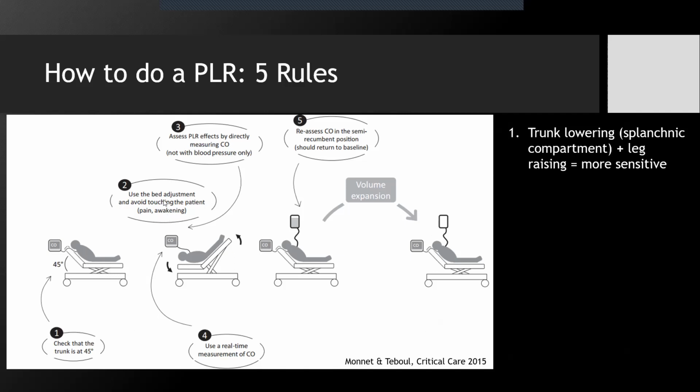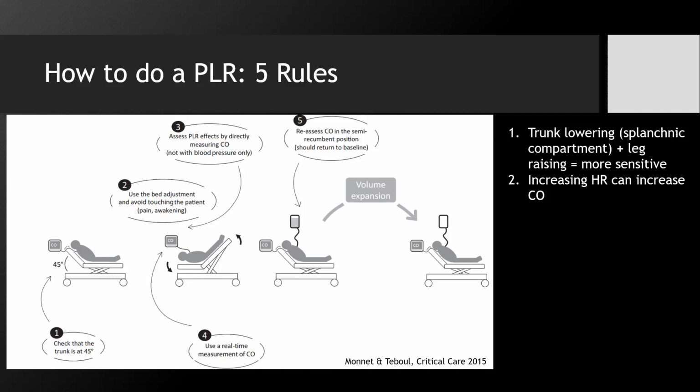Then step two is you want to use the bed adjustment and avoid touching the patient. You might have seen people grab the patient by the legs, lift their legs up and do their passive leg raise. The problem with doing that is, as I mentioned at the very beginning of the talk, that can cause pain, discomfort, and agitation, and those can have an impact on cardiac output. Those can also affect the heart rate, which can impact cardiac output, right?